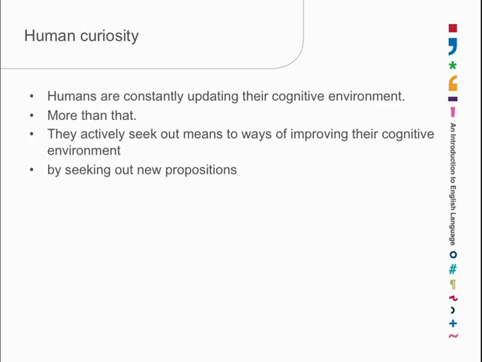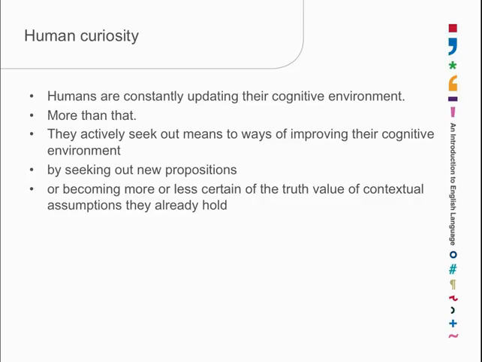And the way that relevance theory thinks about that is we seek out new propositions. We're trying to improve the way we represent the world in our heads by looking for new propositions, or alternatively becoming more or less certain of the truth value of assumptions we already hold. So if we think that someone is, say, 36 years old, we are interested if we find that that's something we are mildly certain about. We're more certain of it after we've done a bit more investigation. Our curiosity has led us in that direction, or we find that we were wrong.